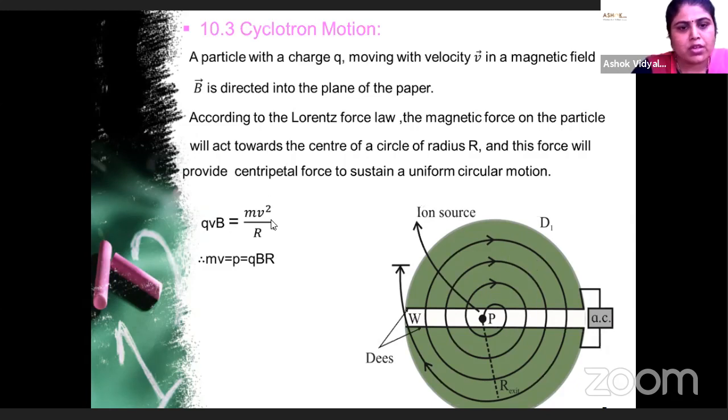And here we get the equation in mathematical terms, that means the magnetic force is balanced by the centripetal force. That is qvB is equal to mv square divided by r. Now rearrange the equation. This mv is nothing but the momentum. Therefore, instead of mv, we can write p. P is nothing but the momentum, which is equal to qB bar r.